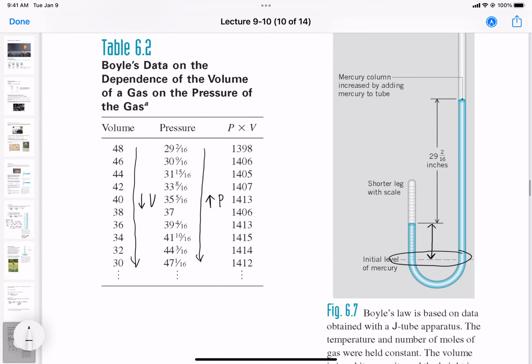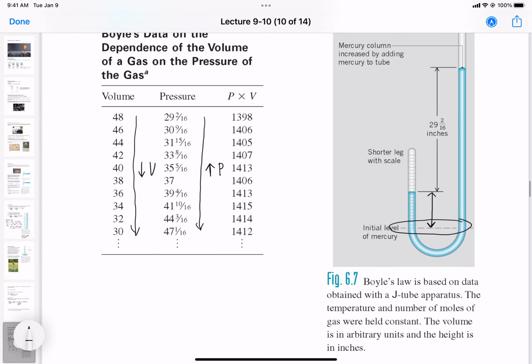For this relationship, we have to keep the number of moles and temperature constant, because the number of moles or particles affects the pressure. The more molecules of something, the more pressure you exert. And we have to keep temperature constant because it affects the volume of gas occupied, and it also affects the pressure. An increase in temperature usually means an increase in pressure.